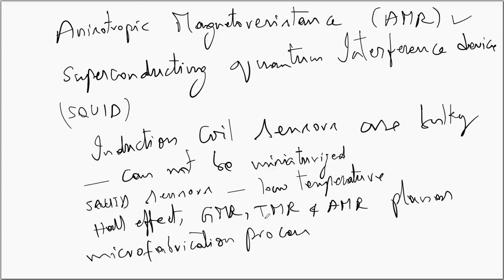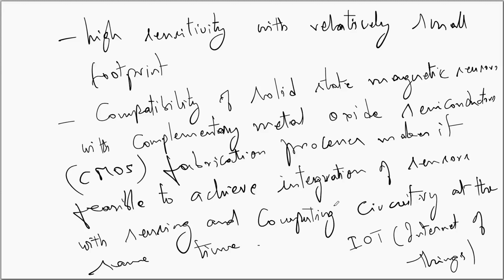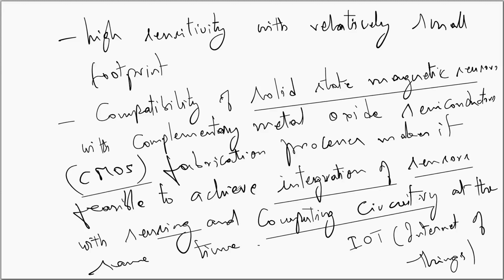So the Hall effect, GMR, TMR and AMR based solid state sensors can be fabricated using planar microfabrication process. So as a consequence, their sensitivity is relatively high and footprint is relatively small. Compatibility of solid-state magnetic sensors with complementary metal oxide semiconductor (CMOS) fabrication processes makes it feasible to achieve integration of sensors with sensing and computing circuitry. The compatibility enables the manufacturing of system-on-chip based circuitry. Can have a very large number of applications in Internet of Things.